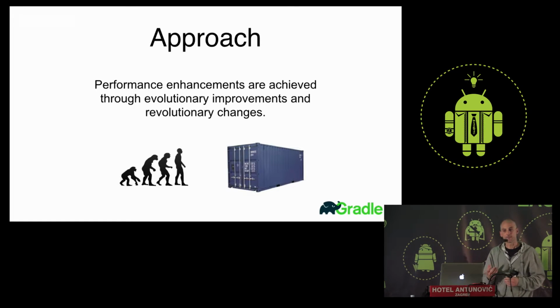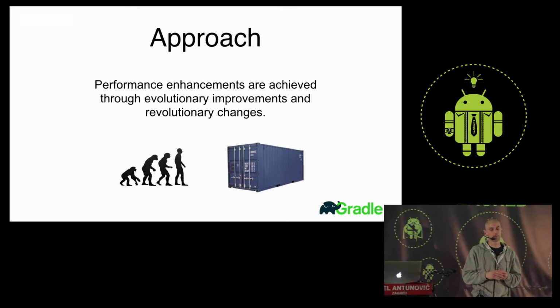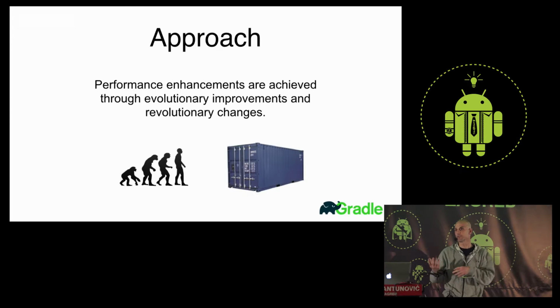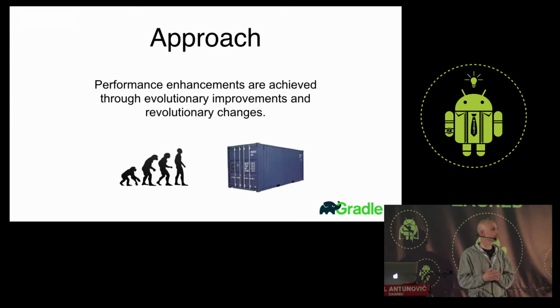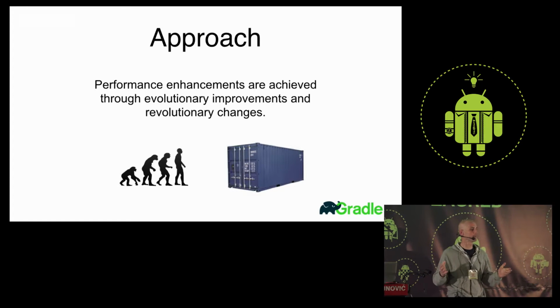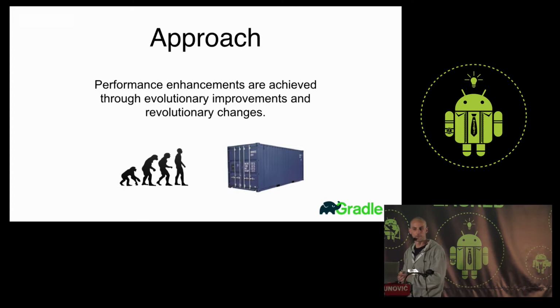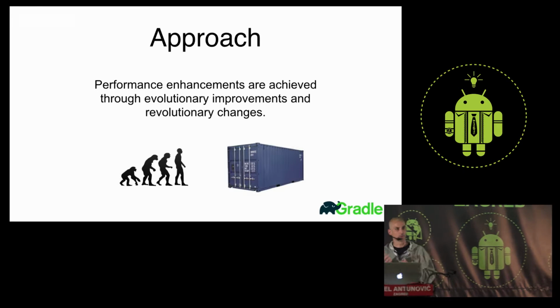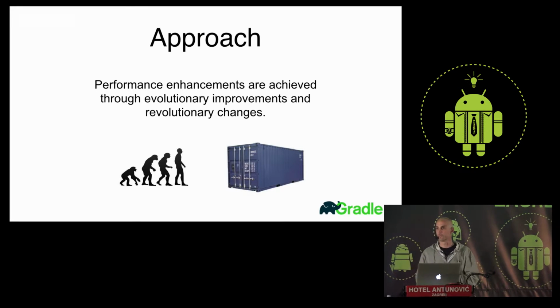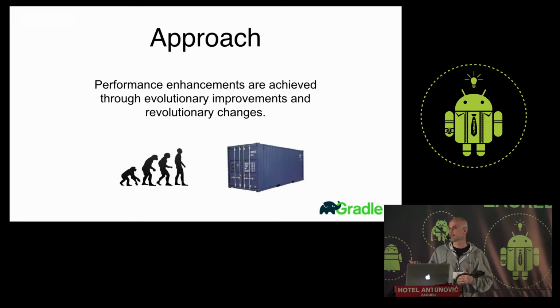And how can we get there? We can get there in two ways. We can either do evolutionary changes, or we can make revolutionary changes. Or, of course, we can do both at the same time. Right? And that's actually what we're doing at Gradle. And I would like to show you some that we have already done and that we're going to do soon. Both evolutionary and revolutionary.